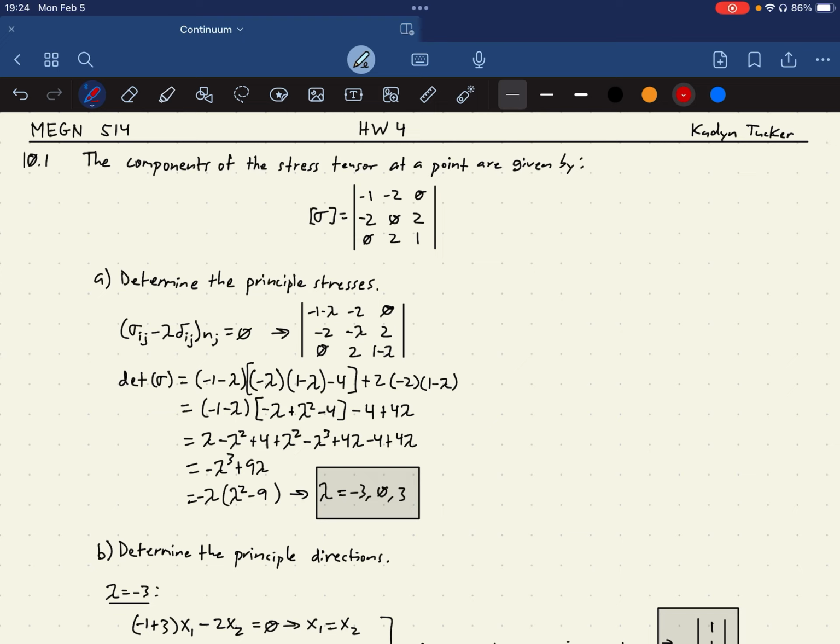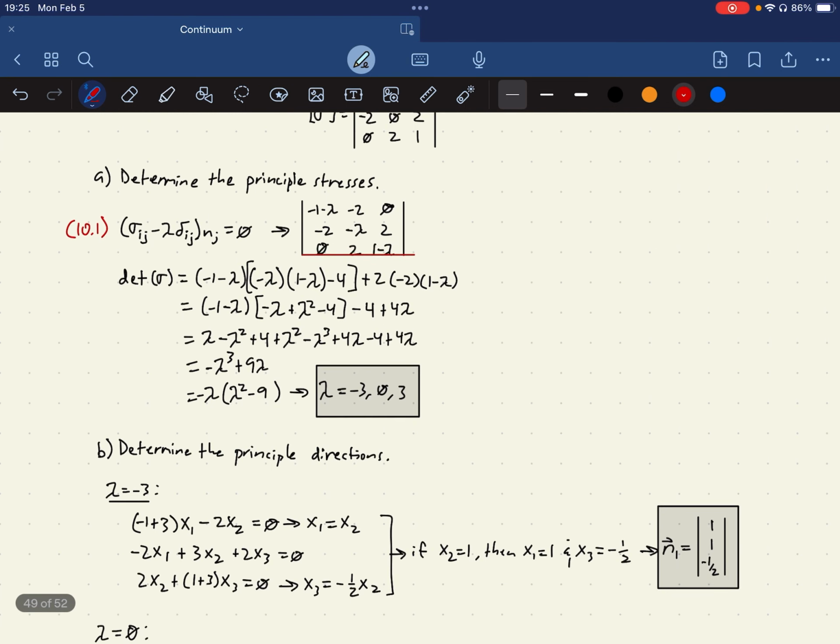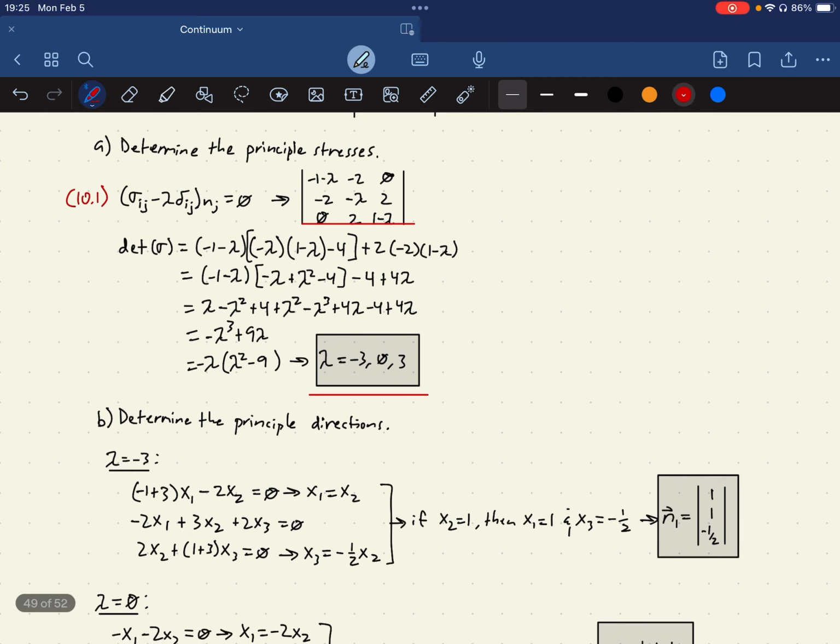So as we solve for the principal stresses, we use equation 10.1, I believe, here, which just gives us the base form for an eigenvalue matrix. So we write out that matrix here just for reference later. Then we can take the determinant of that matrix to solve for our roots or our eigenvalues. Do that, do a little bit of algebra, and we get these as our eigenvalues. And those are our principal stresses as well.